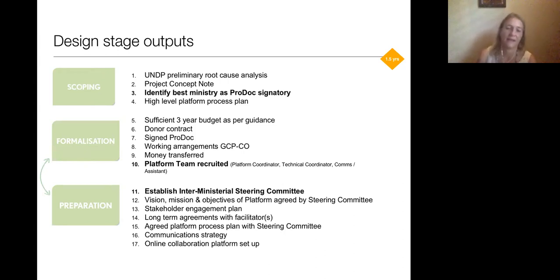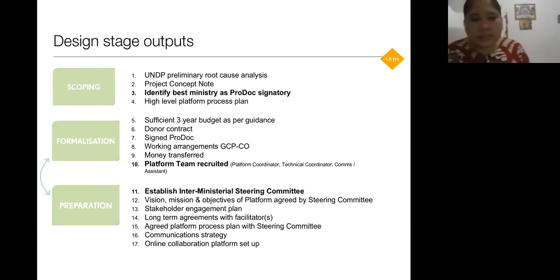And so here we have the last bunch. The first one is to establish an interministerial steering committee. Cynthia, do you want to give this a try? Why is this important? Okay, thank you, Liz. So why is it important to establish the interministerial steering committee?